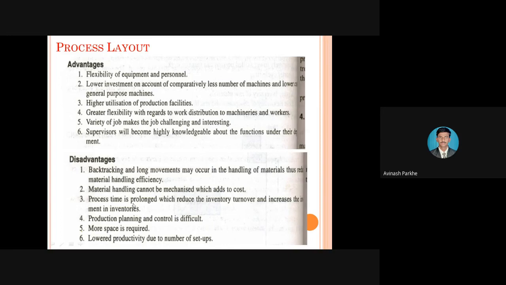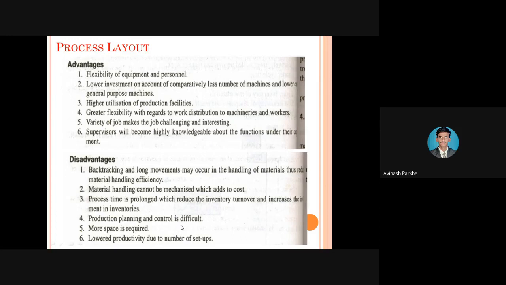Process time is whatever time is required to convert your raw material into the finished goods using the process type of layout. That time is very high, and it reduces your inventory turnover, and automatically your turnover also goes on decreasing. Therefore, the process type of layout is very costly as compared to the other types of layout.